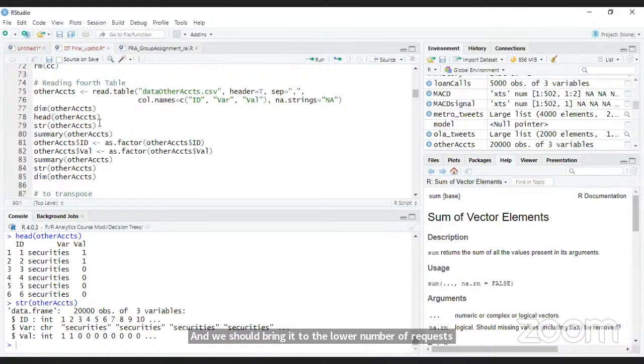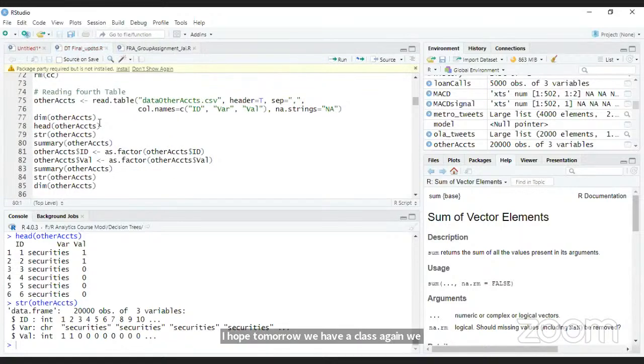Okay, because we have exceeded the time, keep a track of this for the coming class. I hope tomorrow we have a class. Again, we will start afresh. I will recap and we will go through how we can manipulate this data. Once we manipulate, then only we will merge the data.